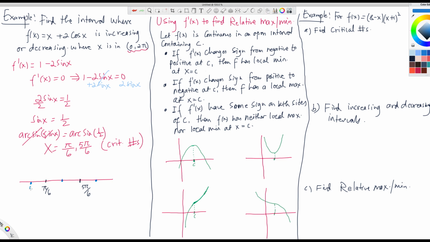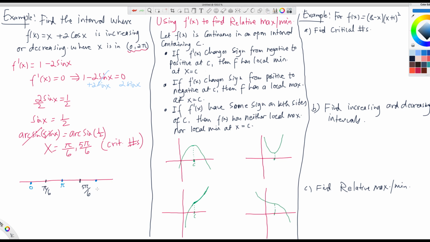Let's pick a test point 0. And between pi over 6 and 5 pi over 6, let's take the average. What is the average of pi over 6 and 5 pi over 6? It will be 5 pi plus pi, which is 6 pi over 6. Let's pick pi.